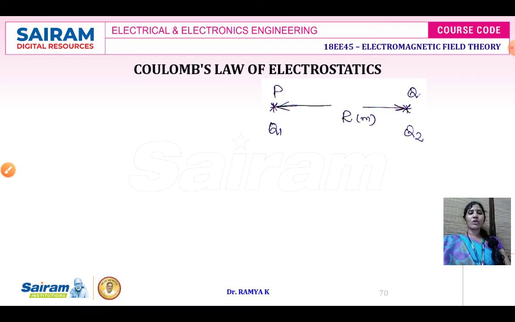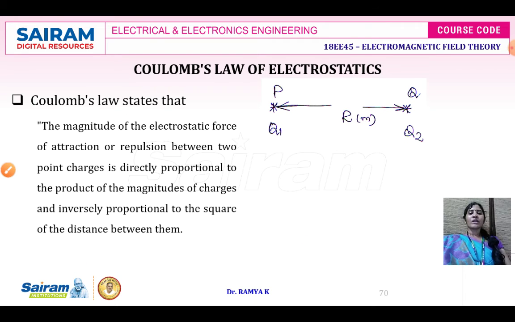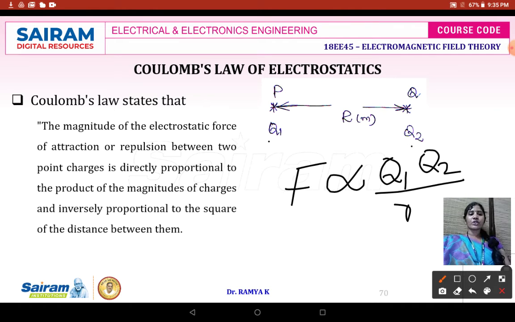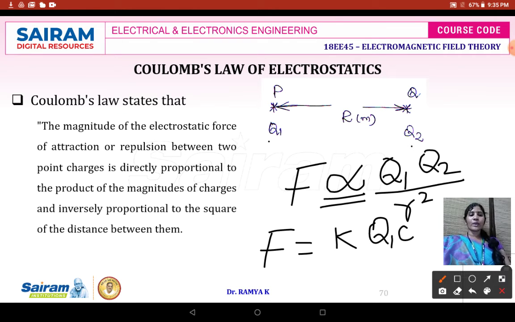Therefore, Coulomb's law of electrostatics states that the magnitude of the electrostatic force of attraction or force of repulsion is proportional to the product of the magnitude of charges Q1, Q2, and inversely proportional to the square of the distance between them. To remove this proportionality, I am going to multiply it with a constant called K. That is, K is your proportionality constant, Q1 Q2 divided by R square.